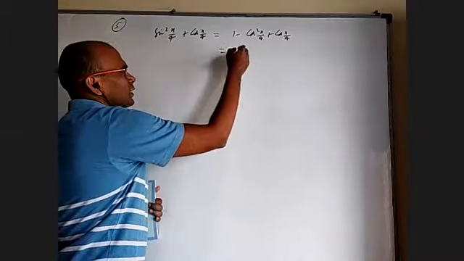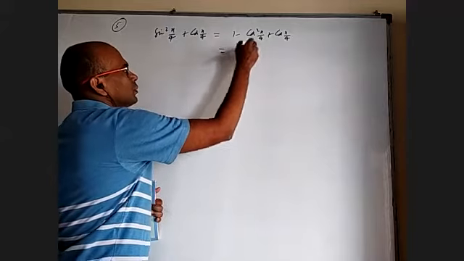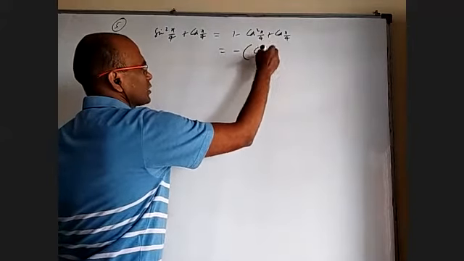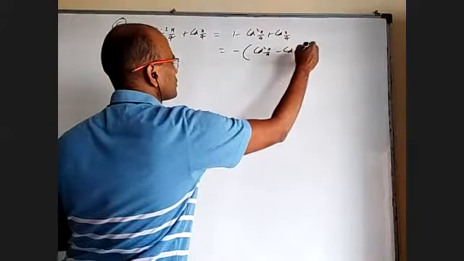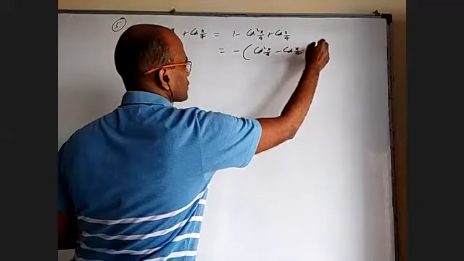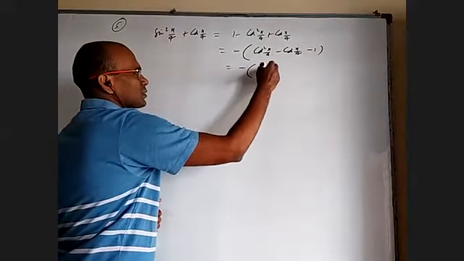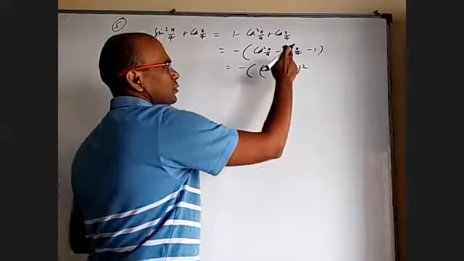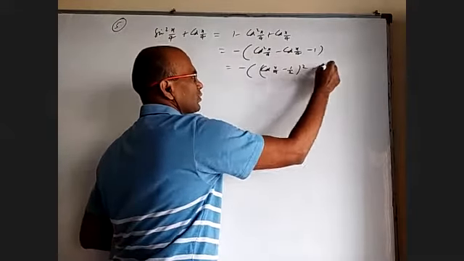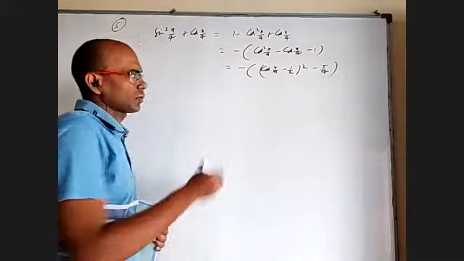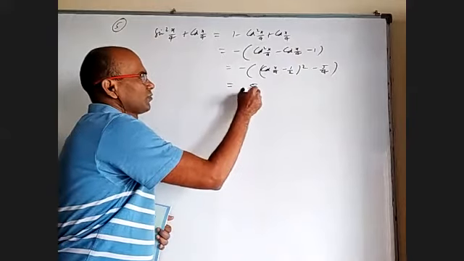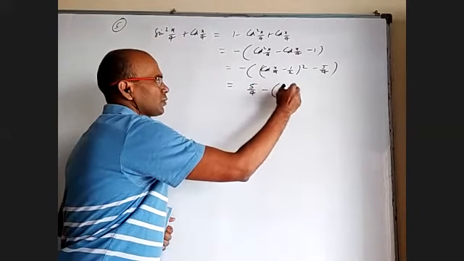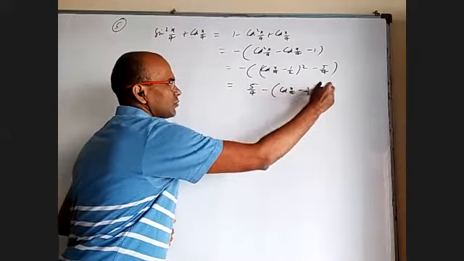Okay, if I take minus common, it is cos square x by 4 minus cos x by 4 minus 1. This is cos x by 4 minus half whole square. For that I have to add 1 by 4 minus 5 by 4. Okay, so finally I got 5 by 4 minus cos x by 4 minus half whole square.